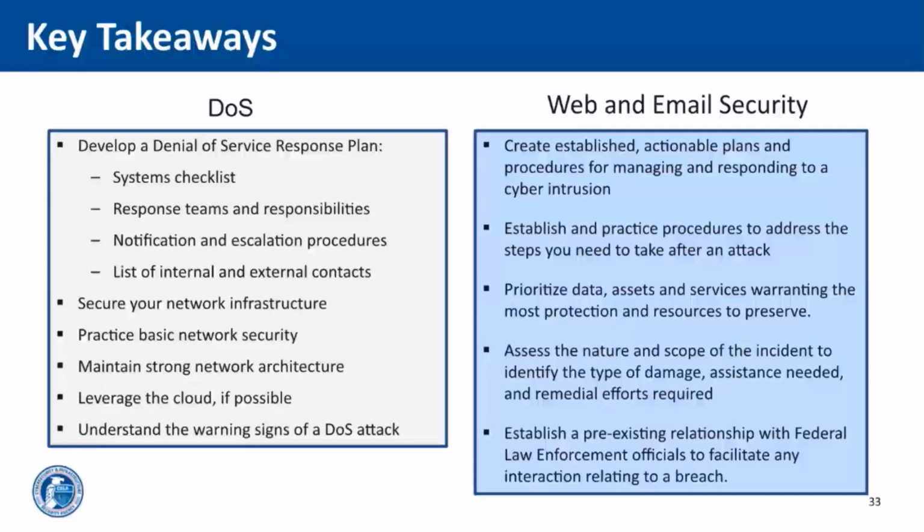And then lastly, you want to establish a pre-existing relationship with federal law enforcement officials to facilitate any interaction relating to a breach. Along with that, you want to make sure that you establish information sharing within the industry. That way you can have that communication within the community to talk about some of the threats and vulnerabilities that are affecting your industry. I think that's key as well.